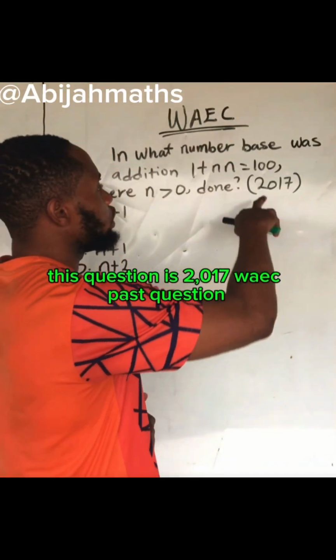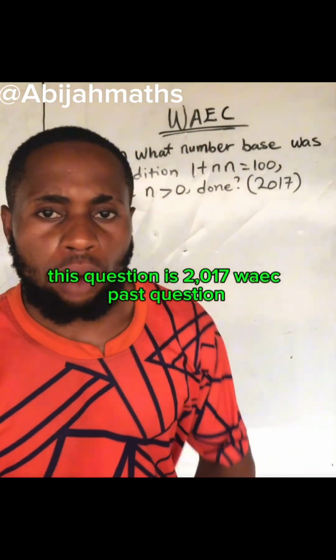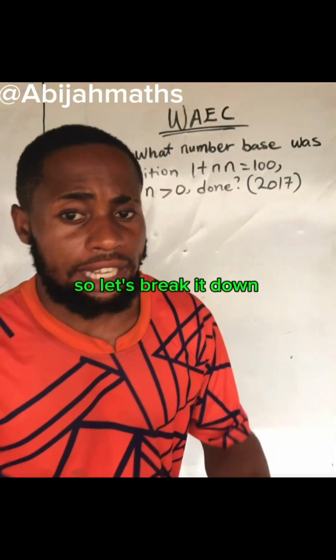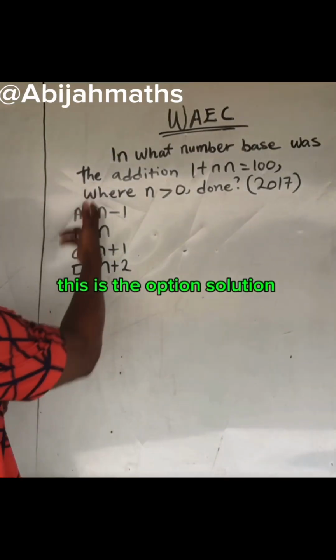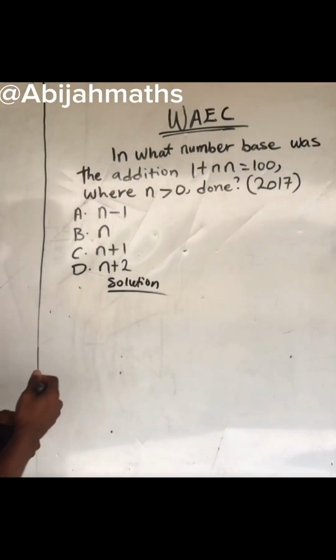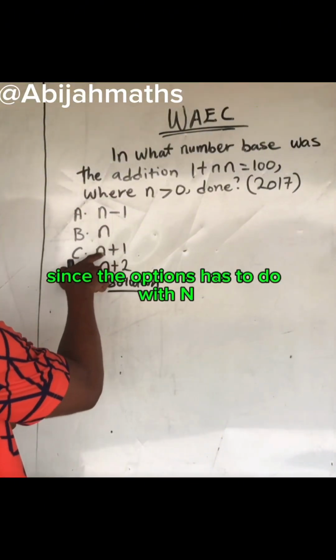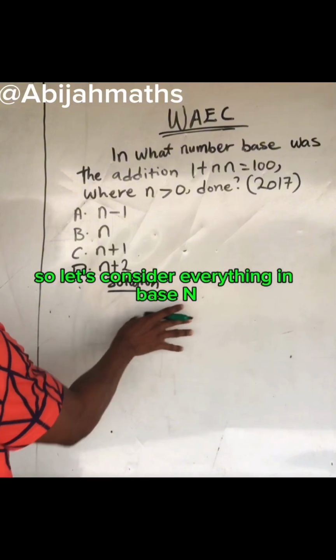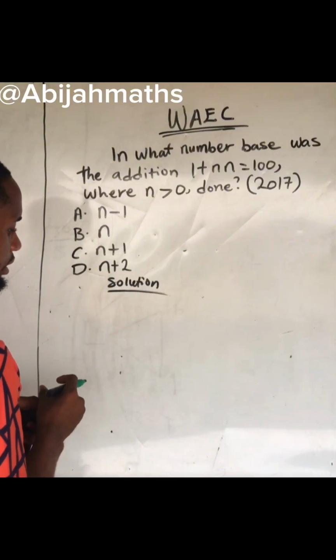This question is a 2017 WAEC Maths question. So let's break it down. This is the option. Solution. Since the options have to deal with n, let's consider everything in base n.